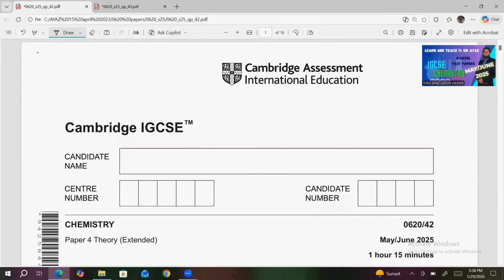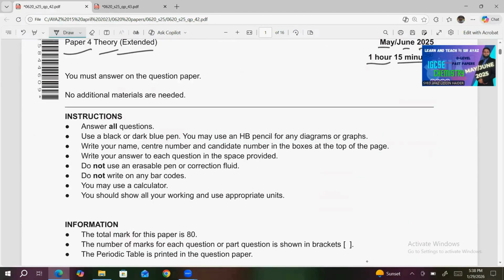I'm continuing my past paper session, and I was doing IGCSE, that is 0620. This time I've selected paper 42. It's paper 4, theory extended version, May/June 2025, and total time is 1 hour 15 minutes. Total mark for this paper is 80. You can use a calculator in this paper. The periodic table is in the question paper.